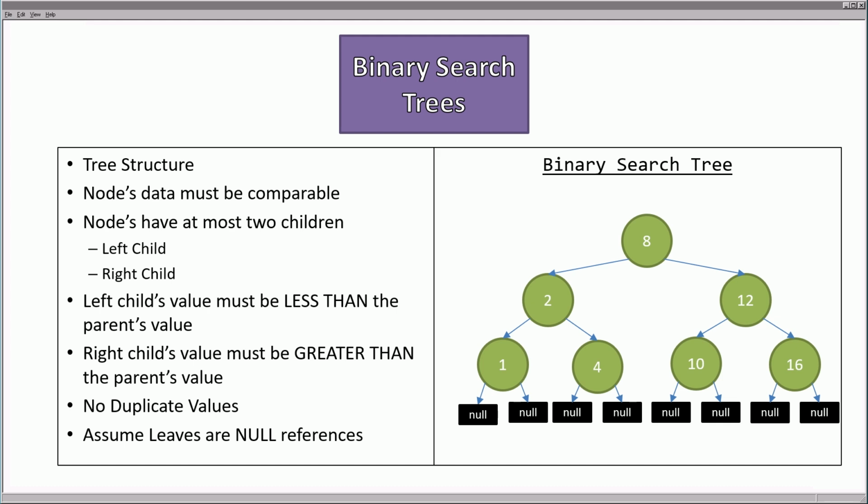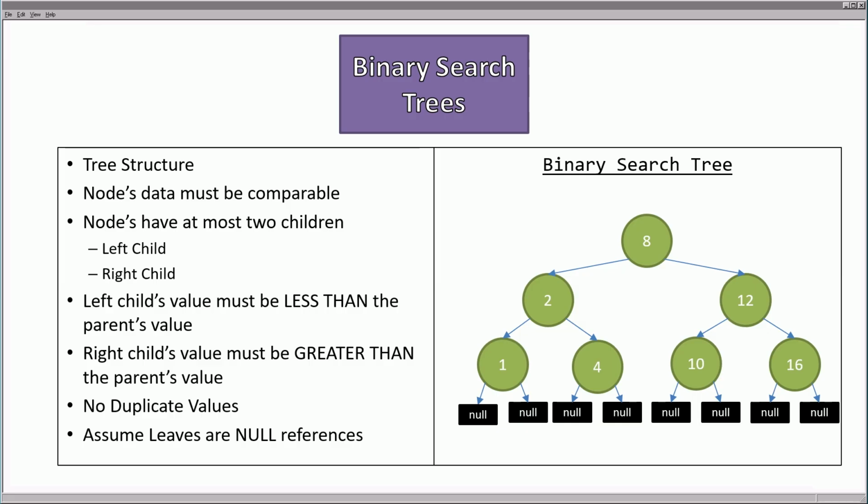Now, the relationship between the left child and the parent is the left child's value must be less than the parent's value. Similarly, the right child's value has to be greater than the parent's value. And in this case, we're also going to establish that we cannot have duplicate values in a binary search tree. And furthermore, with our definition, we're just going to assume that the leaves are the null references.